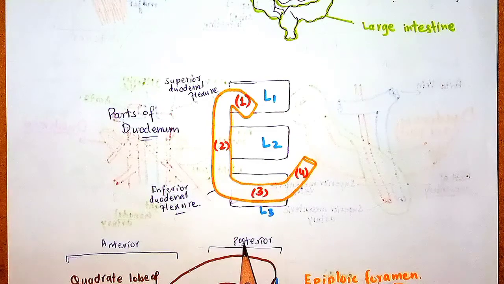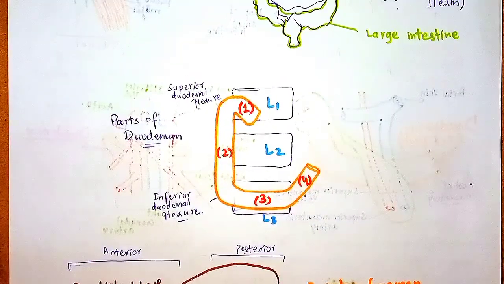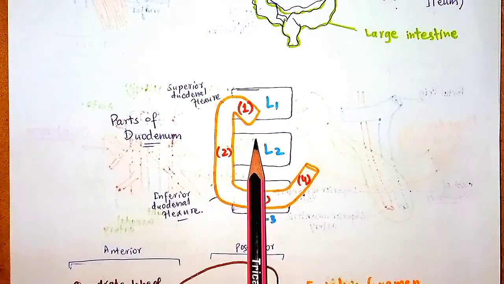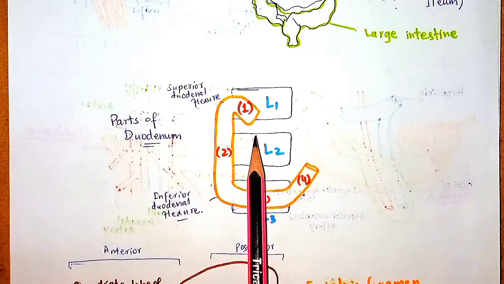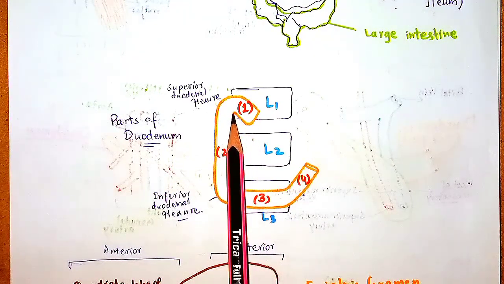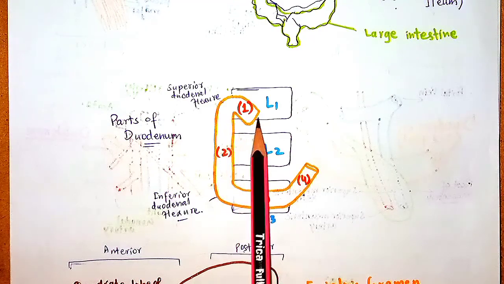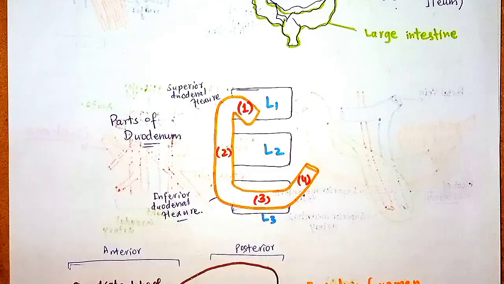Now explaining the parts of the duodenum one by one. At number first is the first part of the duodenum. The first part of the duodenum begins at the pylorus end and passes backward and upward on the transpyloric plane at the level of the first lumbar vertebra. The relations of the first part are here.